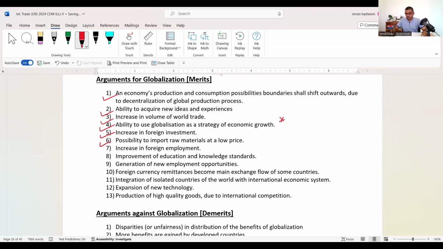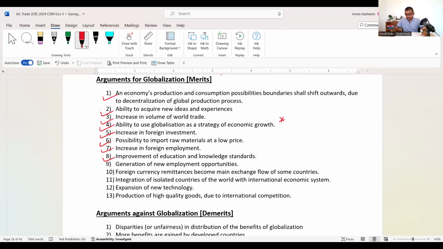Increase in foreign employment opportunities, improvement of education and knowledge standards, because we try to match up. Sri Lankan national universities, to the best of my knowledge, are doing this, and I hope they will continue to do it at a higher rate, to match the very high standard of education offered by foreign universities.